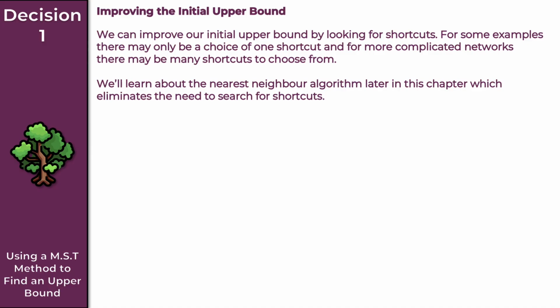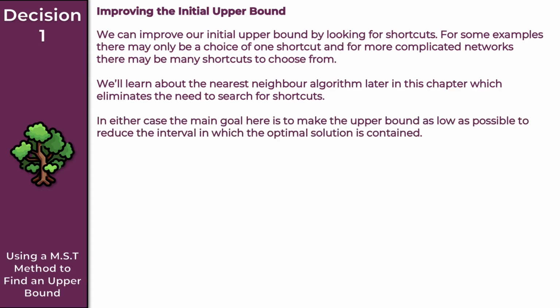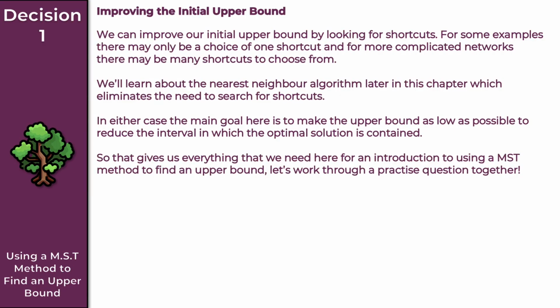For large and complicated networks, selecting shortcuts can be not difficult as such, but it can take quite a bit of time, and the nearest neighbor algorithm essentially eliminates that problem. The nearest neighbor algorithm isn't perfect in and of itself, but we'll discuss that in that video. In either case, the main goal is to make the upper bound as low as possible, and this reduces the interval in which the optimal solution is contained. That gives us everything we need for an introduction to using a minimum spanning tree method to find an upper bound.